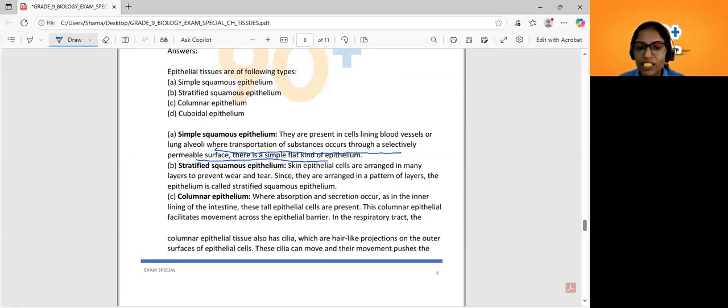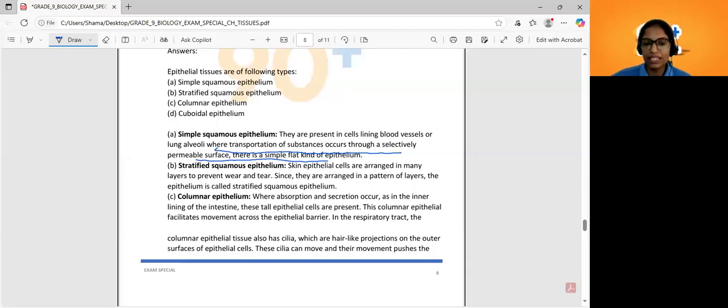In case of stratified squamous epithelium, the skin epithelial cells are arranged in many layers in order to prevent wear and tear, and the epithelium is called stratified squamous epithelium. We know that our skin is arranged in layers in order to prevent wear and tear. That is the stratified squamous epithelium.